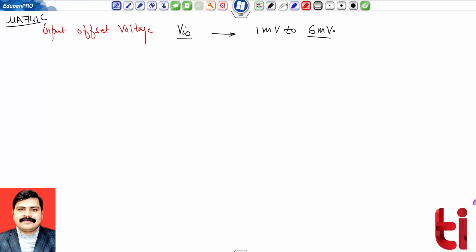The next parameter over here is input offset current, and the representation of input offset current is IIO. So again, the notation is clearly indicating the purpose. I stands for current here, small i indicating input, and O is offset. And the typical range for IC μA741 is from 20 nanoampere to 200 nanoampere.